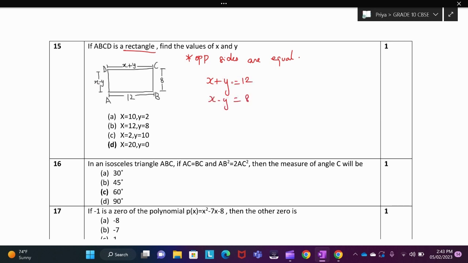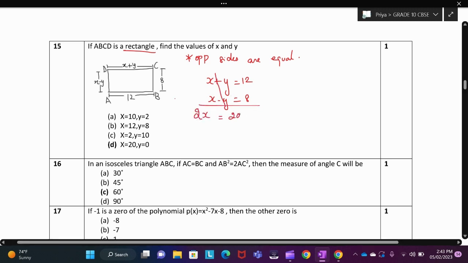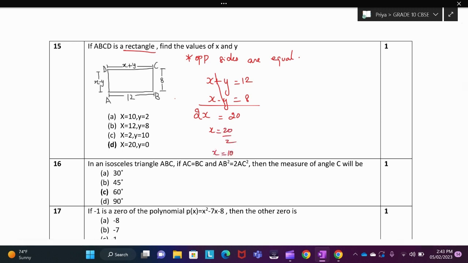So whenever there is two equation with two variables, I can solve the simultaneous equation using elimination or substitution. I feel the elimination methods are pretty easy. So 2x is equal to 20, x equal to 20 by 2, which is 10 centimeter or 10, isn't it? When x equal to 10, I have to find y. But if you're confident that you have found the value of x correctly, then you can go for it because none other option has x equal to 10.